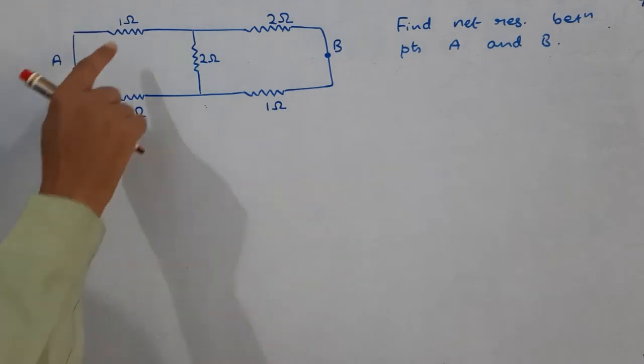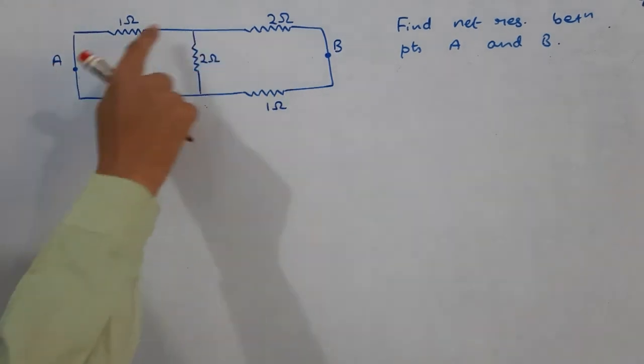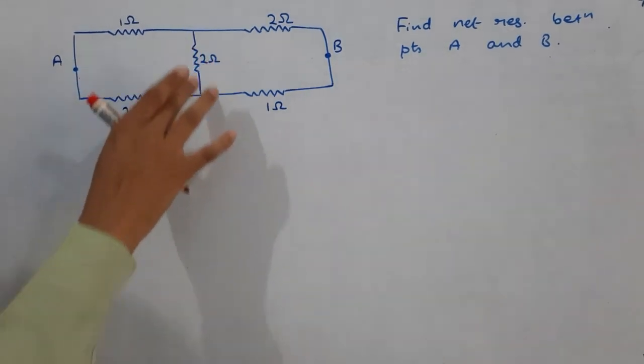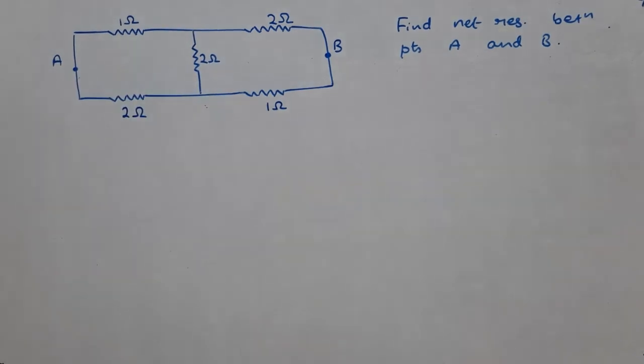Don't dare to judge that these two resistors are in series, these two are in parallel. Don't try those things. Those things would be correct if this 2 ohm resistor in the middle were not present. None of the resistors are in series, none of the resistors are in parallel. So we cannot solve it by using the normal series-parallel method.